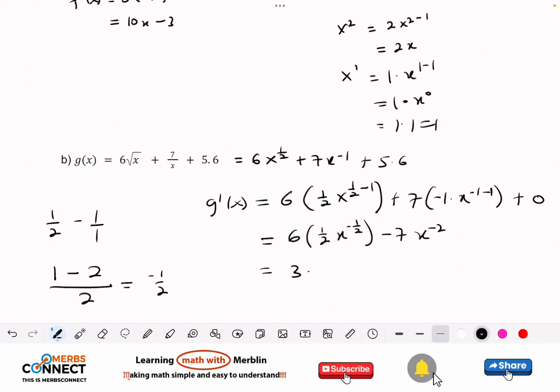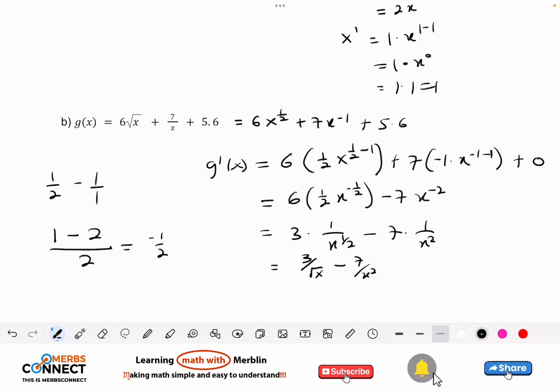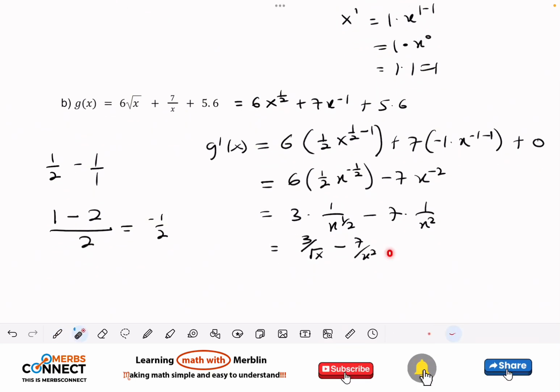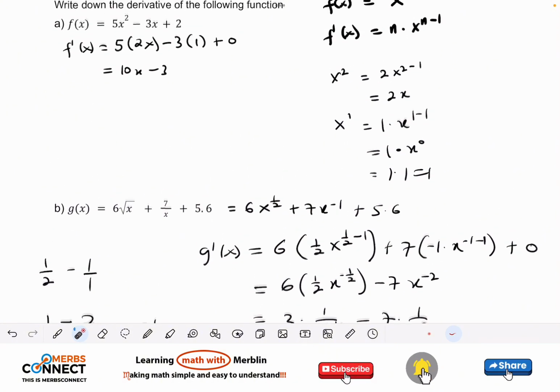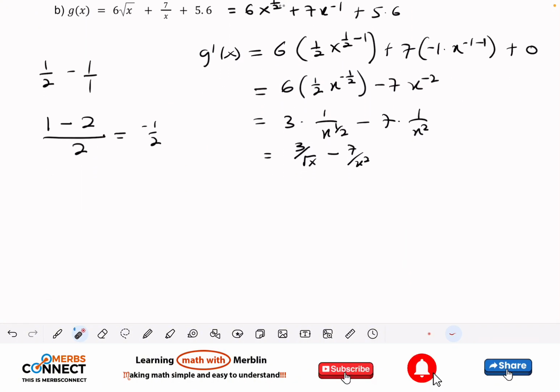But because the minus is here, I can write this one as 1 divided by x to the power 1 over 2, then minus 7 times this one too can be written as 1 over x squared. And then I can write this as 3 divided by root x plus 7 over x squared. Very nice and very simple. But I think this one's supposed to be minus. So this is what you are going to get for your derivative when we differentiate the function. Right. So that is very simple with the power rule.